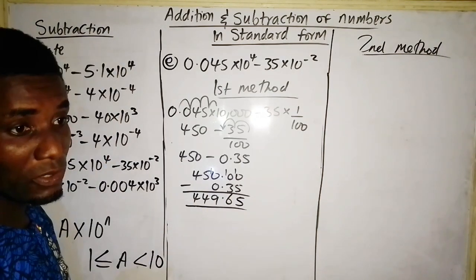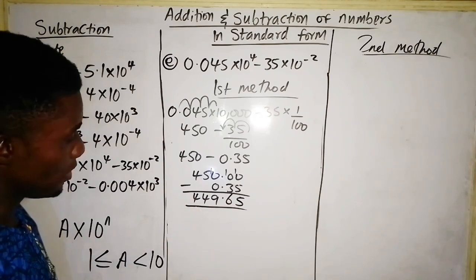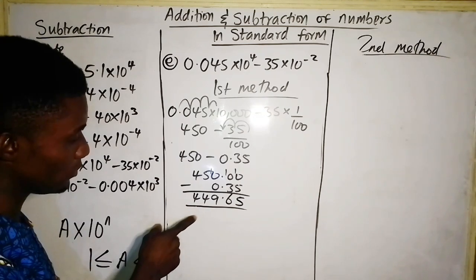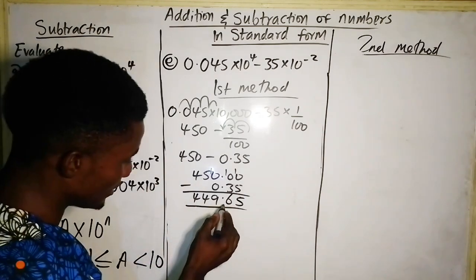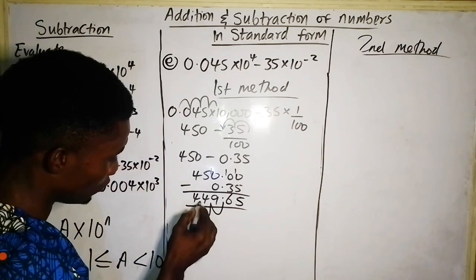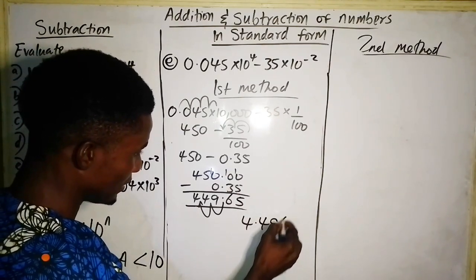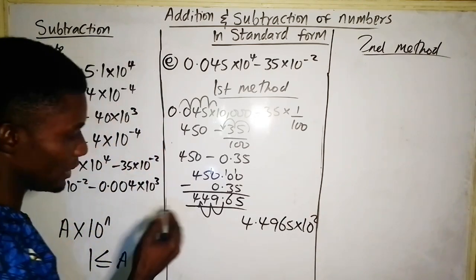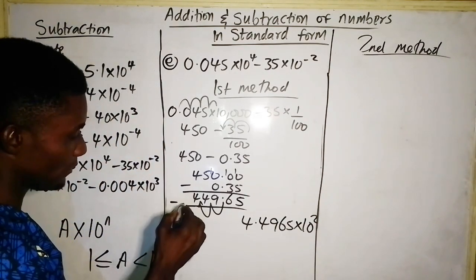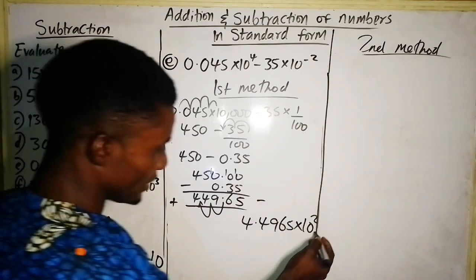So if you take a look at this number now, it's not yet in standard form. So let's express this number in standard form by making the first number, which is the coefficient, greater than or equal to 1 and less than 10. So this will be 4.4965 times 10 raised to the power what? Power 2, because we are moving our decimal point to the left, and that will be positive. If it is to the right, that will be negative. So this is our final answer for this.